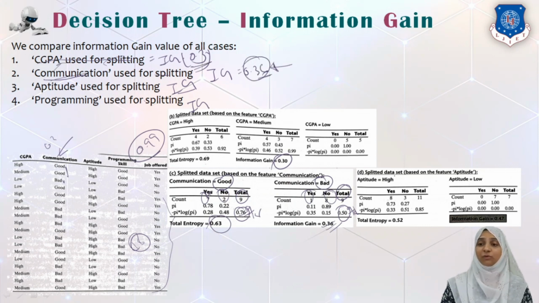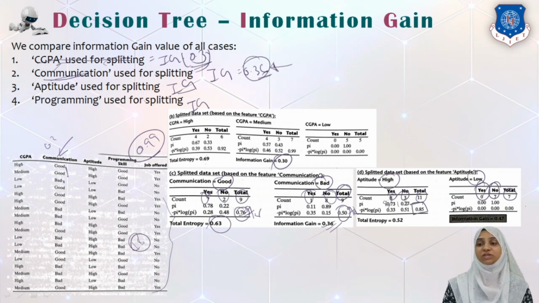Okay, for aptitude, we have two different values, high and low. Out of 18, 11 aptitude high samples are there and 7 aptitude low samples are there. Within this aptitude high, we have a count of 8 with yes, selected, and the unselected samples are 3. Likewise, for aptitude low, 0 yes samples are there, and 7 unselected samples are there.